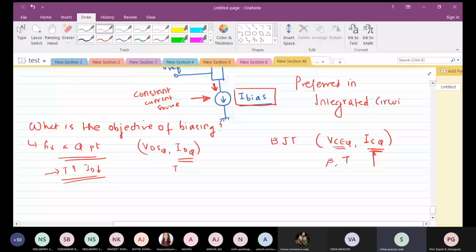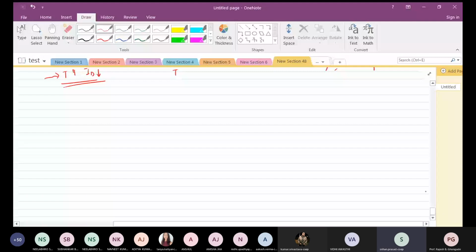So you will not find voltage divider bias in an IC. You will always find this kind of biasing. Please remember this. Very, very essential to your future courses, of course, related to devices. Is this concept of biasing clear to all of you?